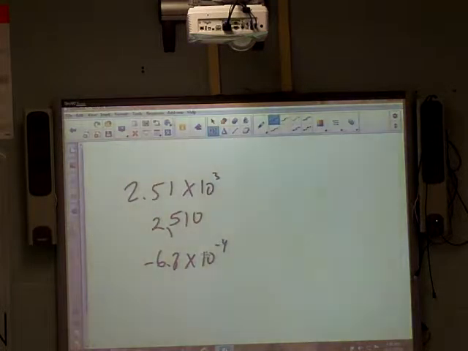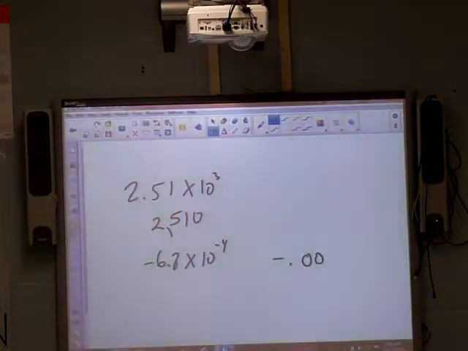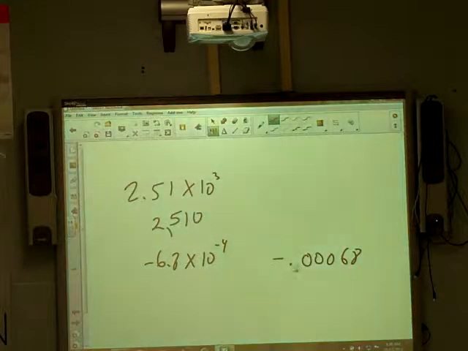Here my power is negative, so I got to make my number smaller. So I got to move my decimal point to the left 4 times. So I'm going to have negative point. I'm going to have 3 zeros, aren't I? 1, 2, 3, 4.